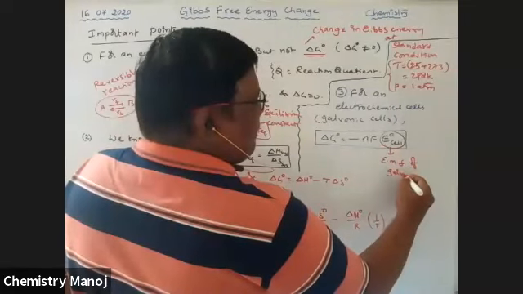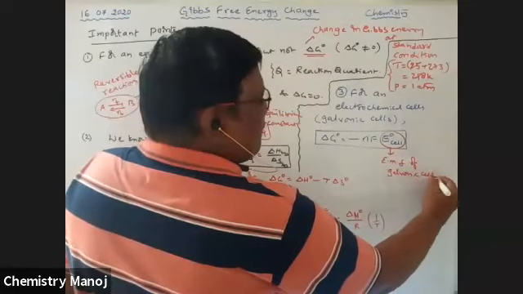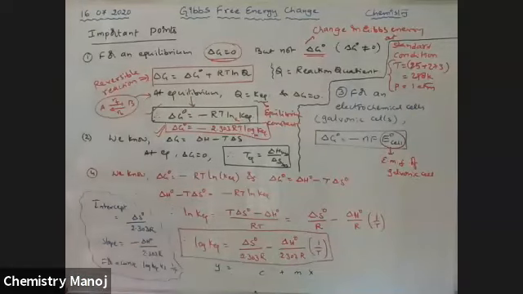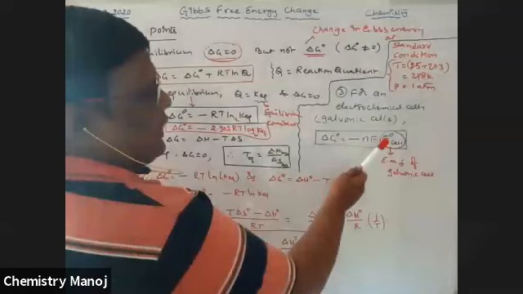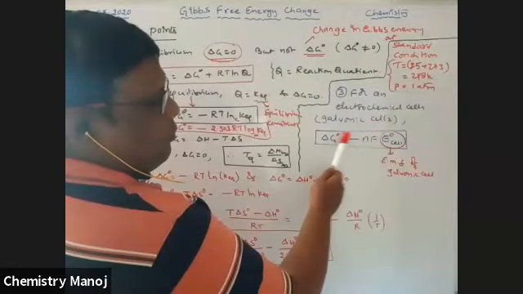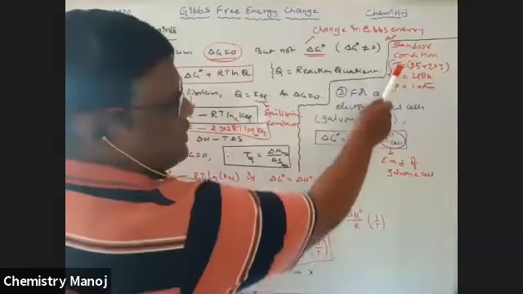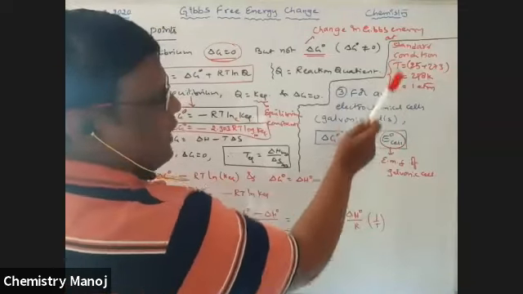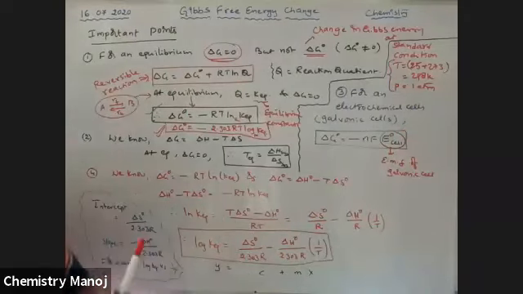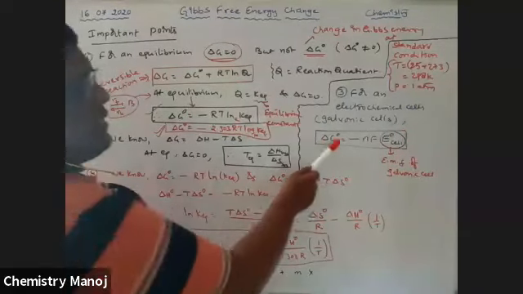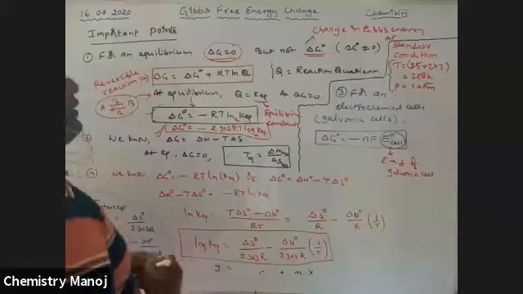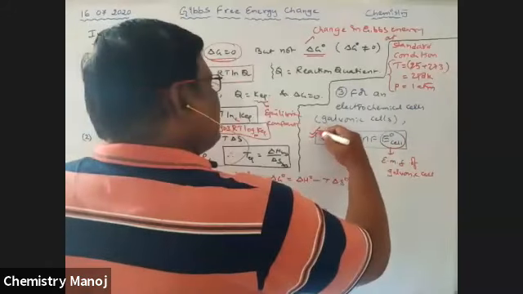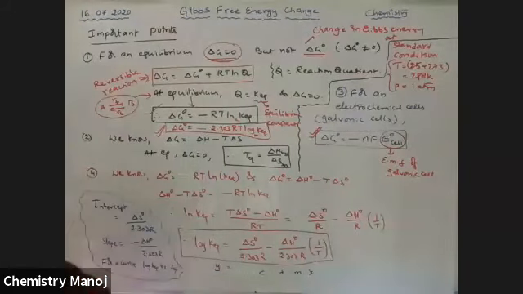That E naught cell is equal to the EMF of the galvanic cell. The EMF measured at standard conditions of temperature and pressure is called the standard EMF of the cell, that is E naught cell. So delta G naught is equal to minus nF E naught cell. This is also a most important formula, my dear boys. A number of problems are based on that concept.